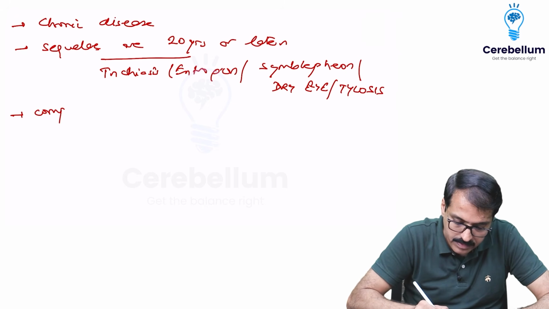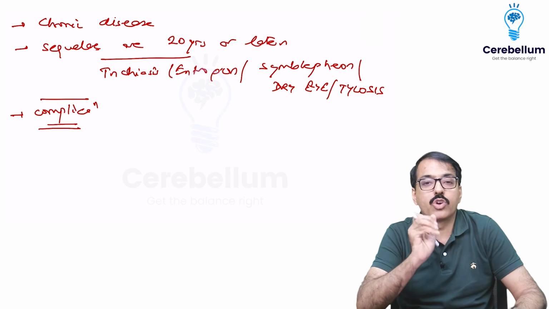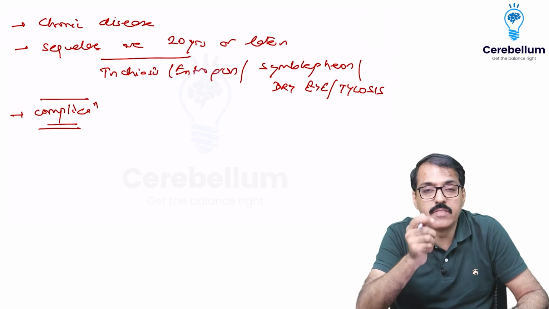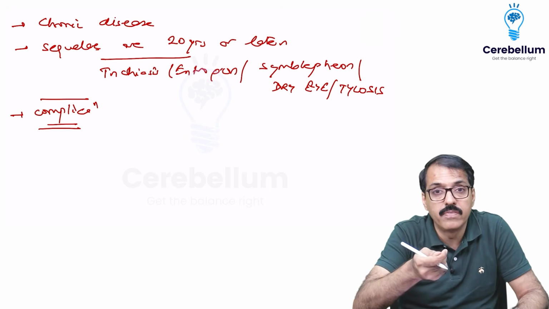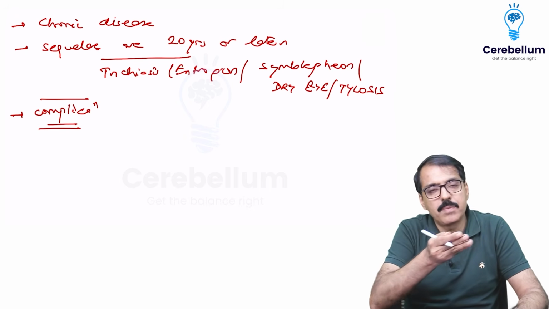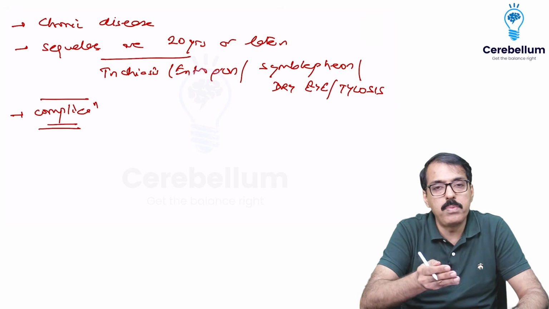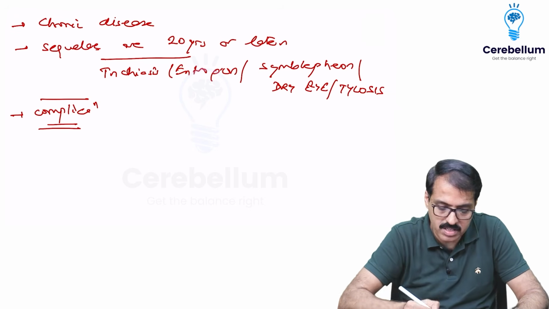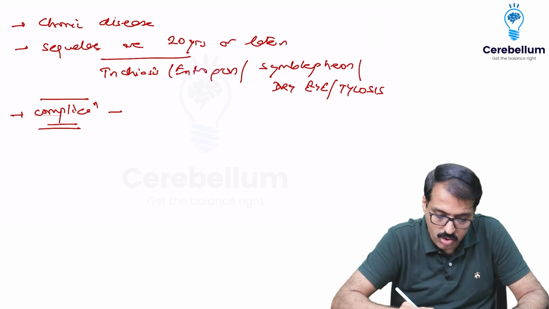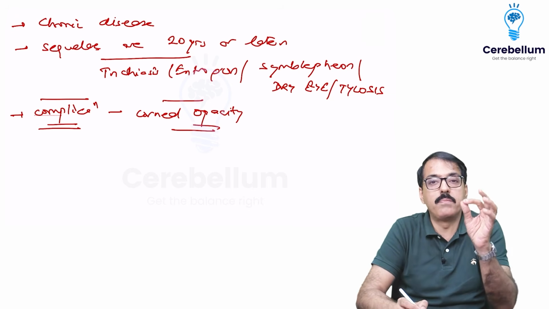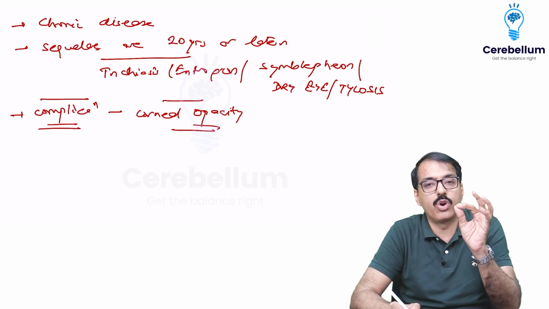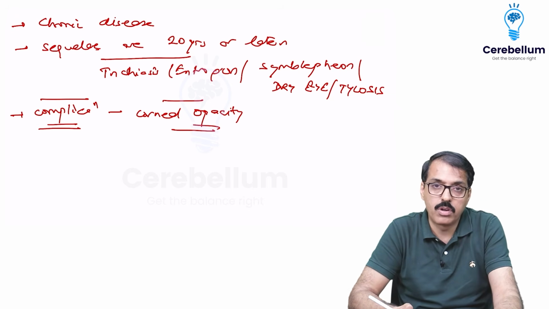Complication is only one. What is a complication? A complication is something that should be avoided. Sequelae are part of the process; you can't avoid them. A complication is something that should not have happened. There is only one complication of trachoma, that is corneal opacity. We should avoid corneal opacity at all costs.